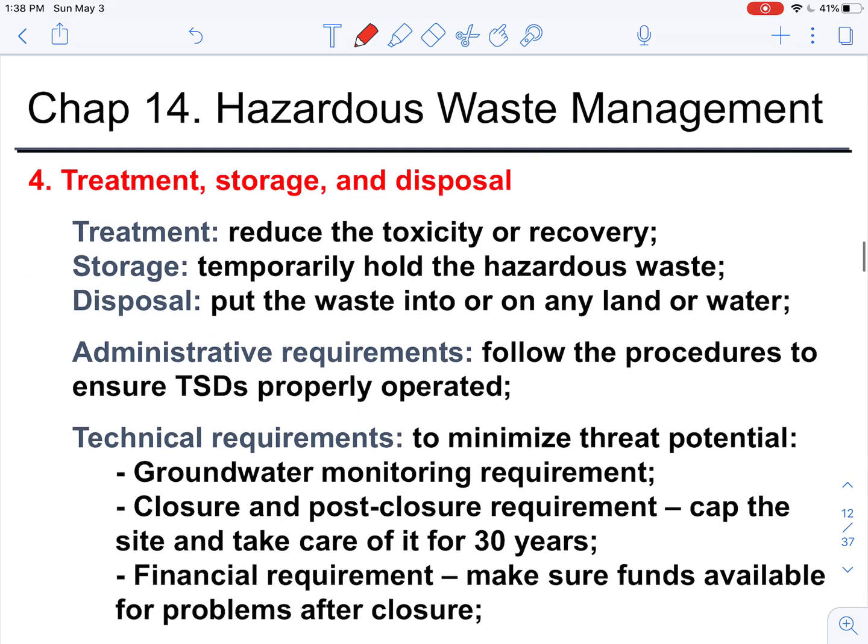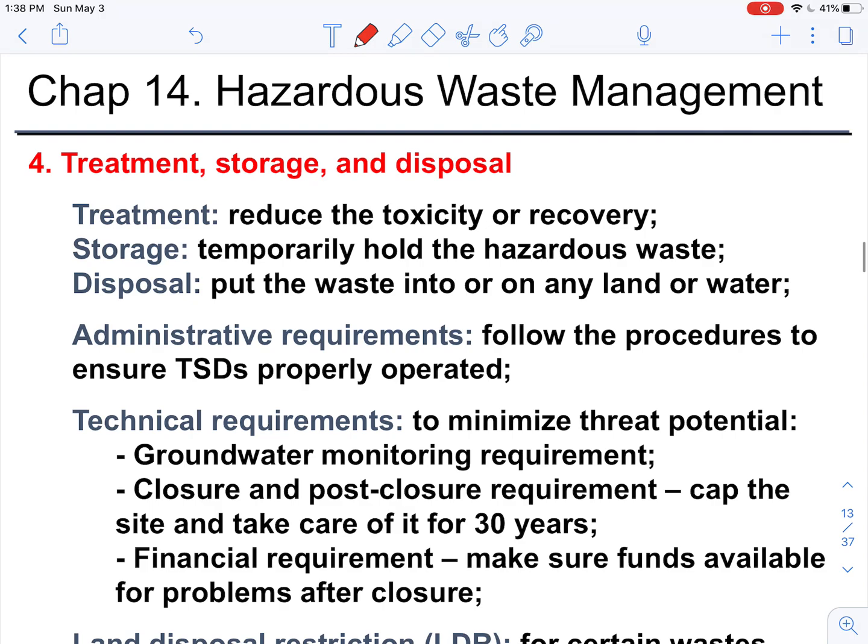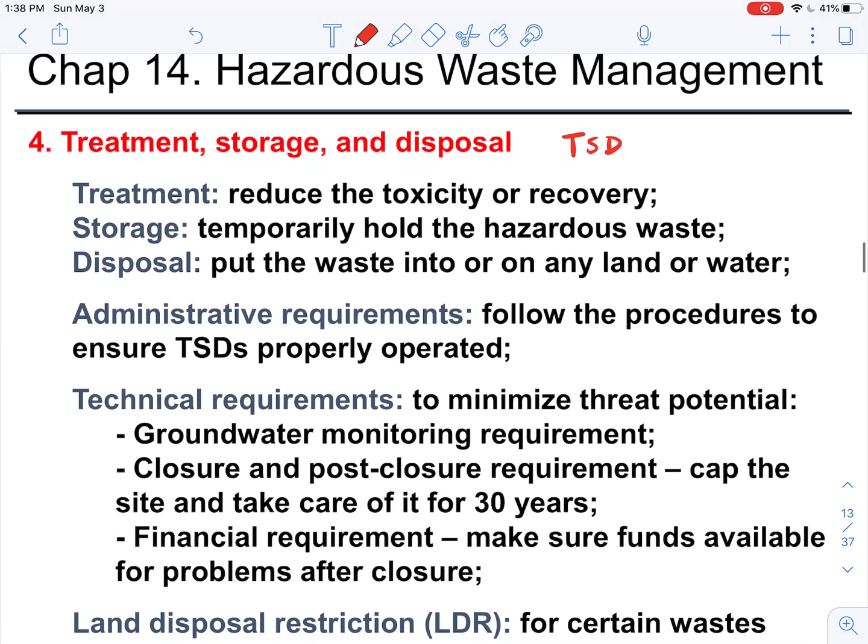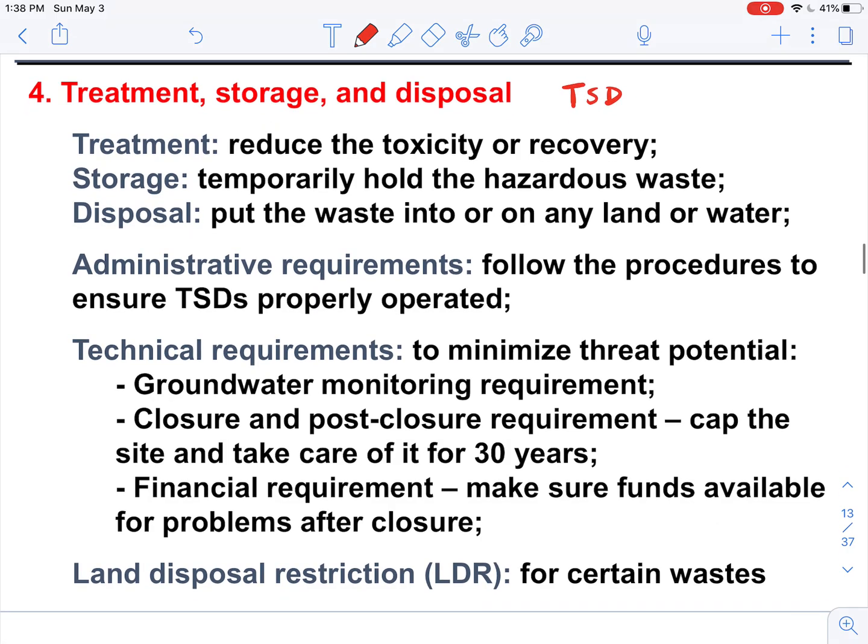So further, there are procedures in terms of treatment, storage, and disposal. People also call them TSD for short. Treatment means to reduce the toxicity or recover materials. Storage means temporarily holding these hazardous materials, and disposal means putting the waste into or on any land or water. There are administrative requirements to properly conduct these TSD processes.